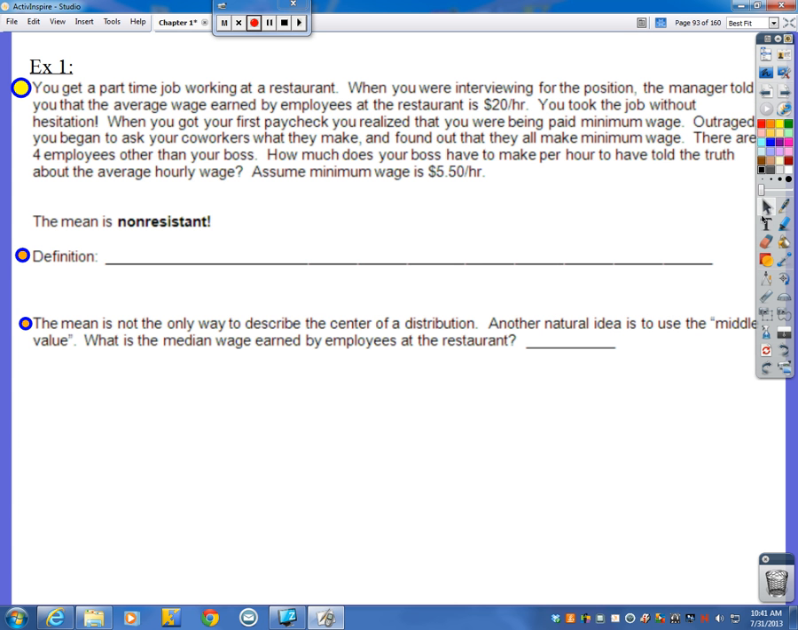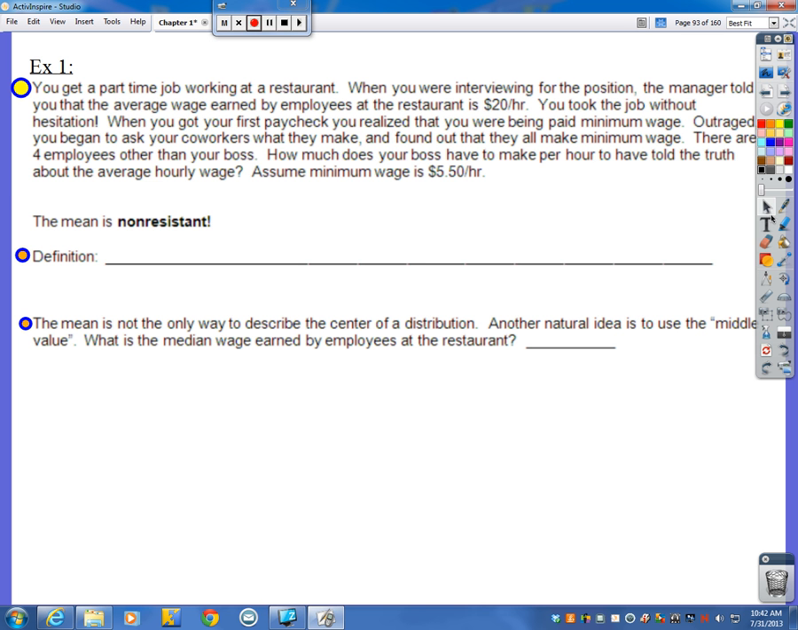So here's another little example we'll walk through. You get a part-time job working at a restaurant. When you were interviewing for the position, the manager told you that the average wage earned by employees at the restaurant is 20 bucks an hour. You took the job without hesitation. When you got your first paycheck, you realized you were only being paid minimum wage. Outraged, you began to ask your coworkers what they make and found out they all make minimum wage. There are four employees other than your boss. How much does your boss have to make per hour to have told the truth about the average mean hourly wage? Assume minimum wage is $5.50 an hour.